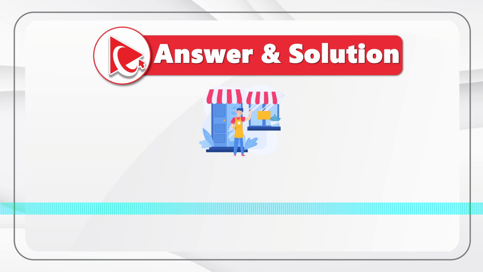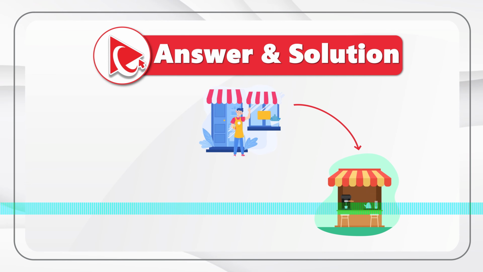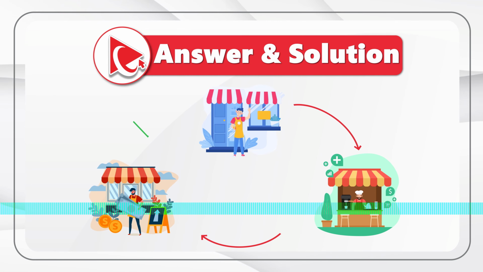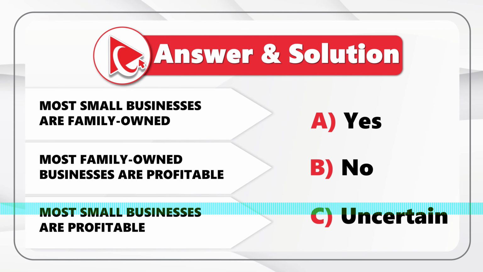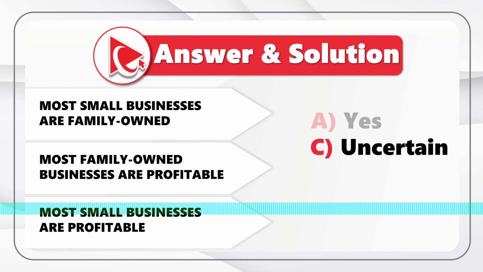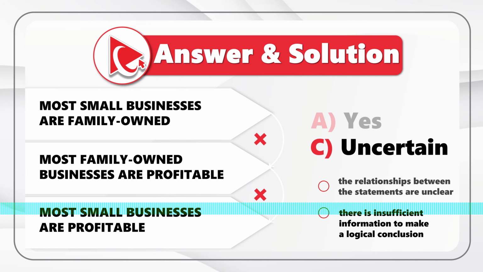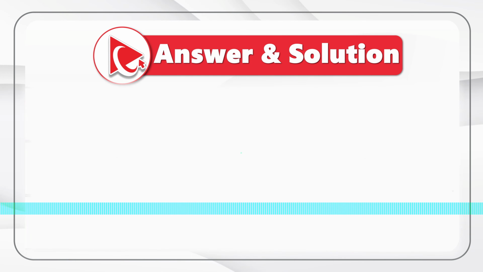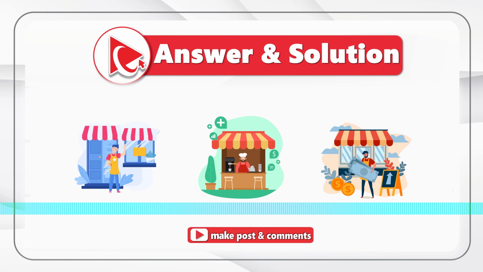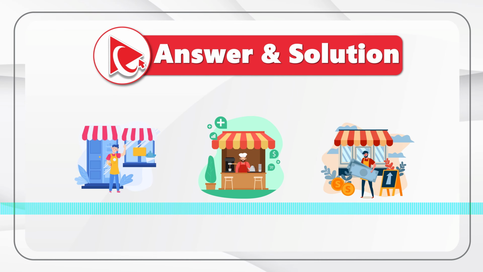If most small businesses are family-owned, and most family-owned businesses are profitable, then it stands to reason that most small businesses are also profitable. What's interesting to note about this question is that answer C, uncertain, might also be accurate, and some test systems might be configured to accept it as the accurate answer. And the main reason is that if the relationship between the statements is unclear, or if there's insufficient information to make logical conclusions, you can answer uncertain. Was your answer different? Please make sure to post your answer and solution in comments.